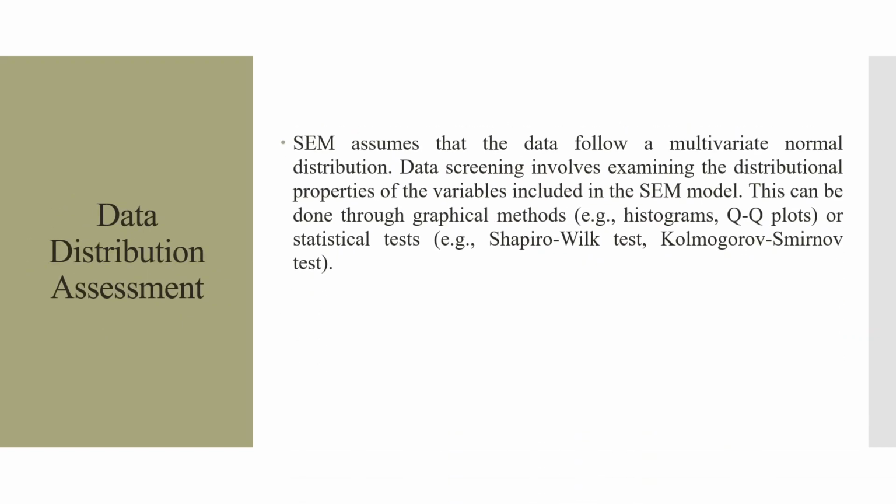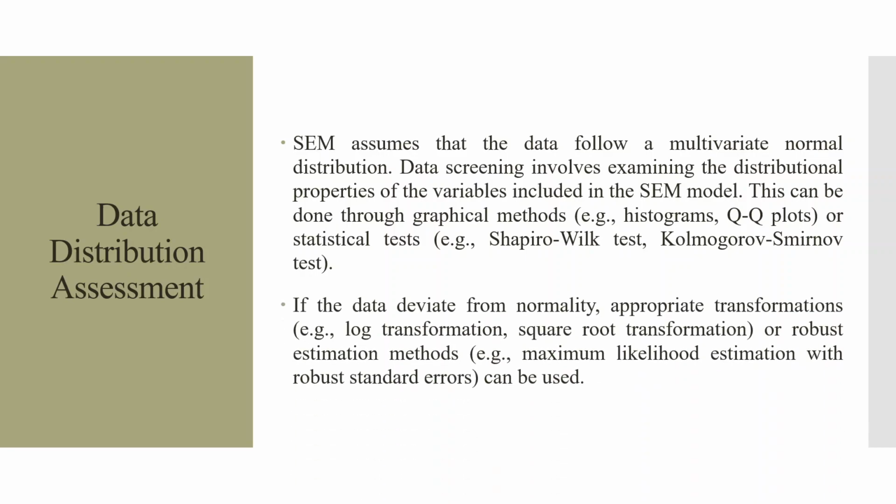Next is data distribution assessment. SAM assumes that the data follows the multivariate normal distribution. Data screening involves examining the distributional properties of the variables included in the SAM model. This can be done through graphical methods, which are histograms, QQ plots, or statistical tests such as the Shapiro-Wilk test and Kolmogorov-Smirnov test. If the data deviate from normality, appropriate transformations such as log transformation, square root transformation, or robust estimation methods like maximum likelihood estimation with robust standard errors can be used.